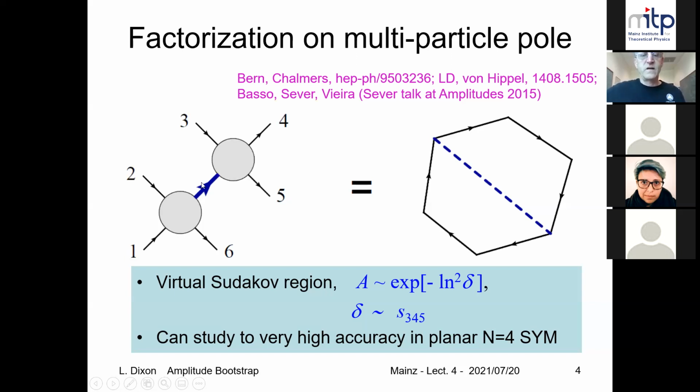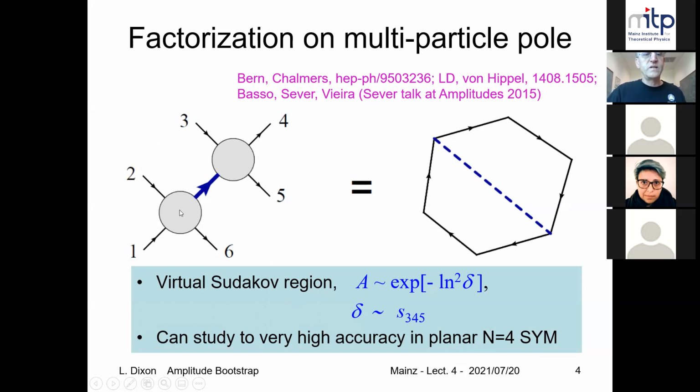real process. So this delta then is the Mandelstam variable or kinematic invariant of 3, 4, and 5. And this can be studied to very high accuracy in planar n equals 4. Bernin and Chalmers studied the one loop behavior of factorization, and also looked at it with Matt von Hippel a while ago in some early studies in the n equals 4 theory. But this flux tube method, as described by Sever at a talk a few years ago, can be used to describe this particular limit. And of course, then you can check it anytime you have computed the amplitude.